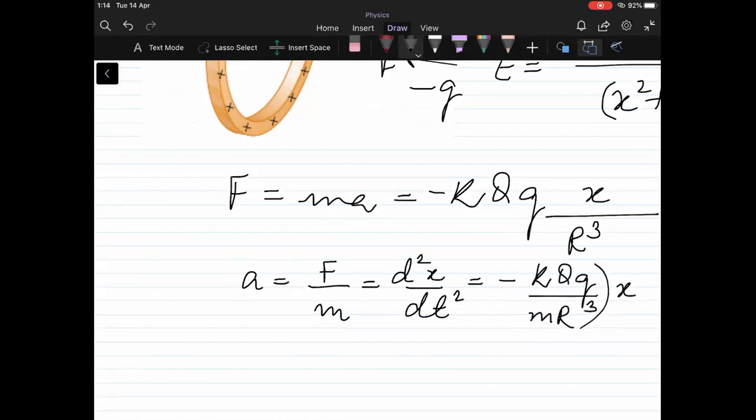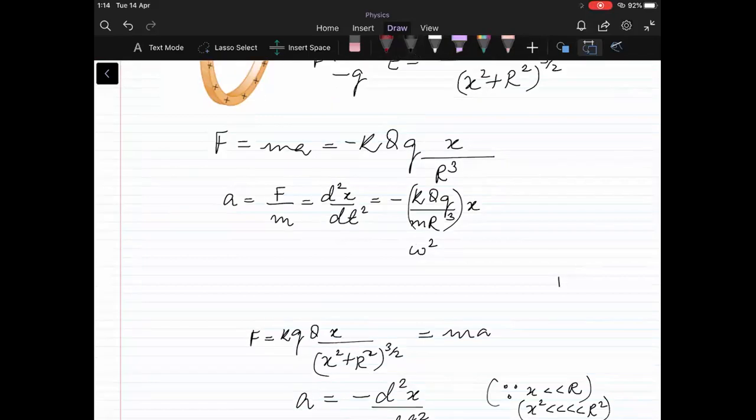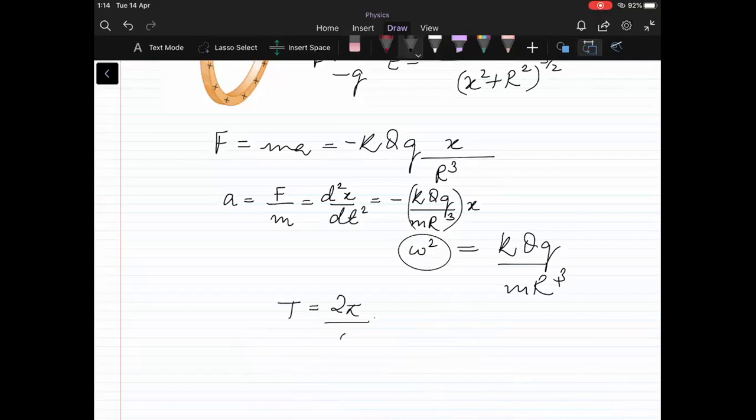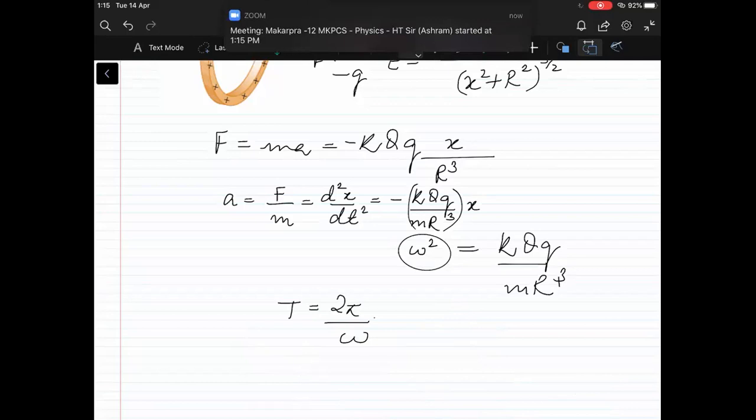times x. Now this coefficient of x is nothing but your omega square. You remember? So if you compare this term with k Q q by m r cube, from here you can calculate the value of time period. Time period is given by 2 pi by omega. Okay, now the rest of the problem is very easy. Write it down.